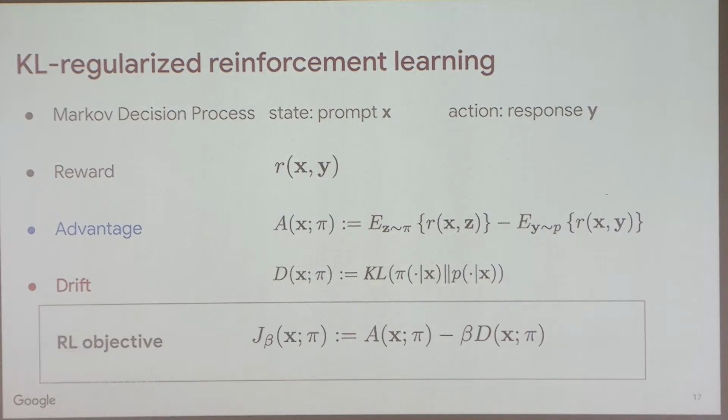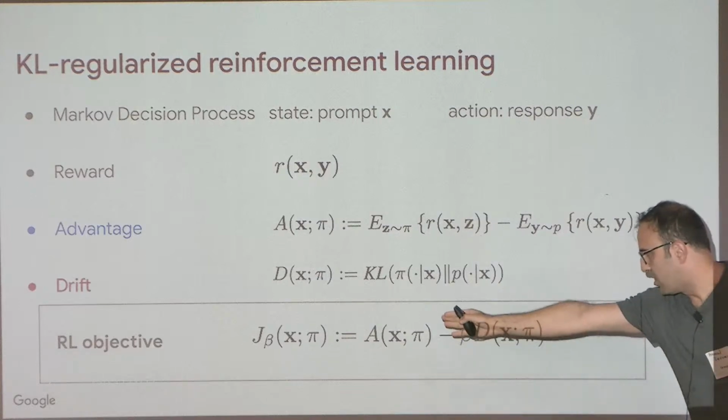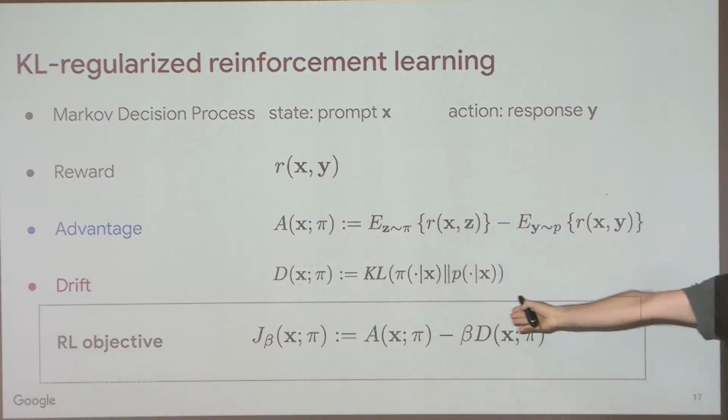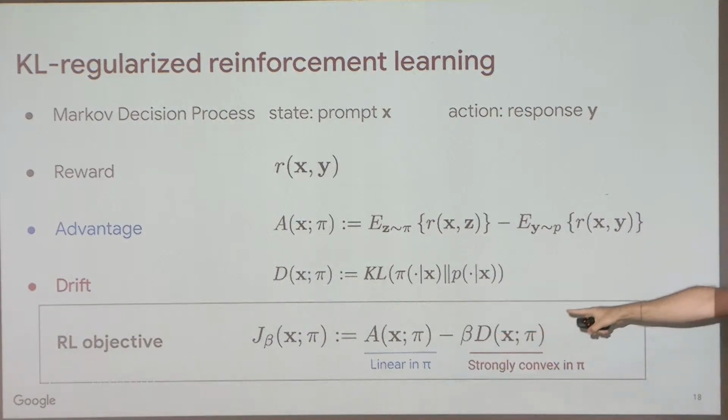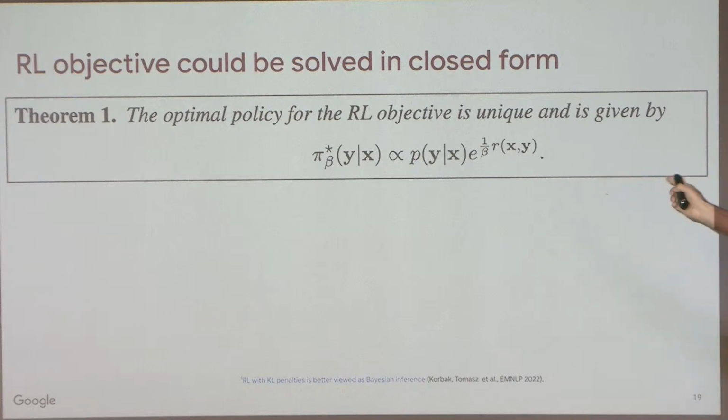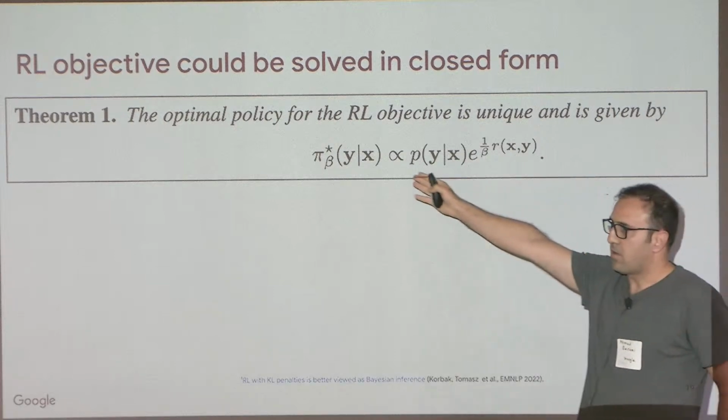And then we're going to define this RL objective, which is the expected reward minus beta times KL divergence. I think we've seen this variant a few times today. The first term is linear in pi, and the second term is strongly convex in pi. It has a unique solution. We can actually solve it in closed form, and I think we've seen this kind of solution a couple of times today as well. And so, okay, are we done?